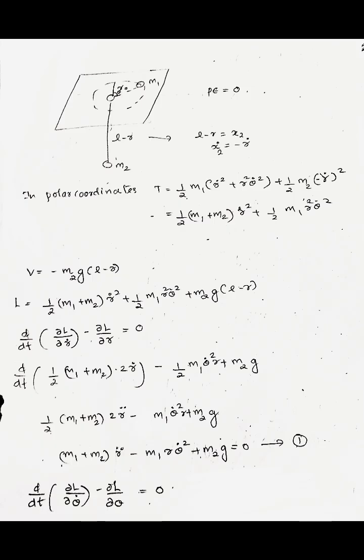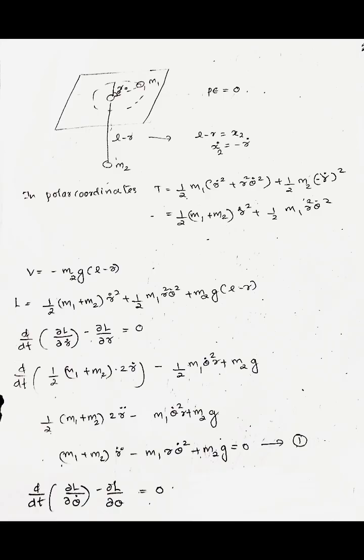So here in this plane there is a mass m1 having the radius r0, and in the downward direction there is a mass m2 with the length L minus r. Here the potential is 0 in the reference that is passing through the center of the point present in the table. So we have taken L minus r as x2, that is x2 dot is equal to minus r dot.